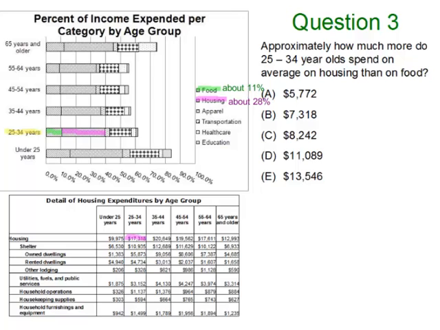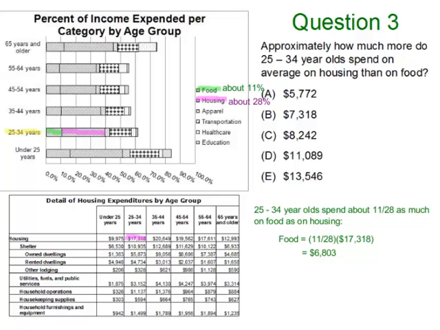But what we could do as a shortcut is acknowledge both the 11% and the 28% are taken out of the same total income. So we could look at the ratio, right? These people spend 11/28 as much on food as they do on housing. Okay, and go straight from the housing dollar total, using that ratio, to the food dollar total.